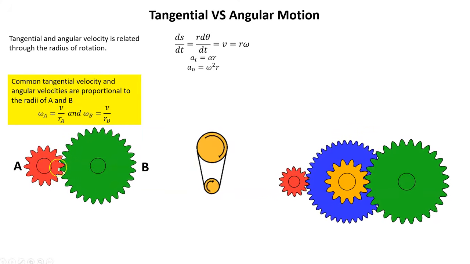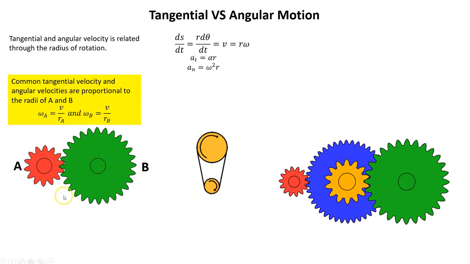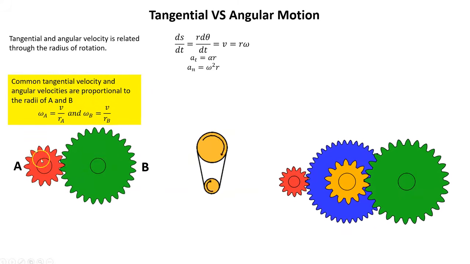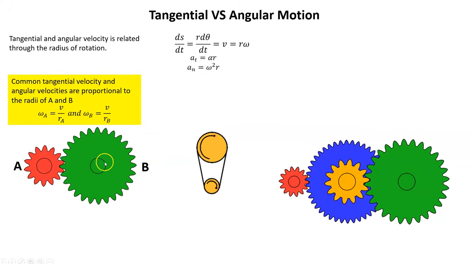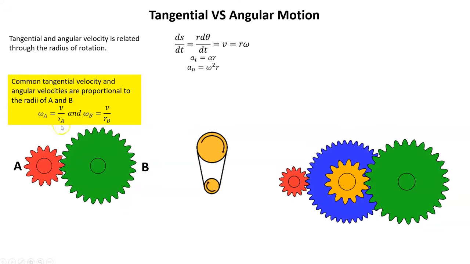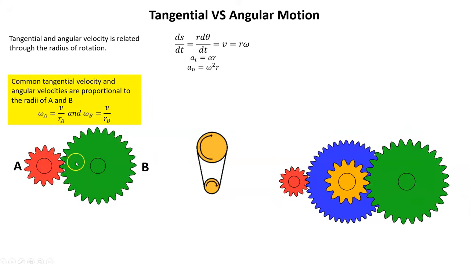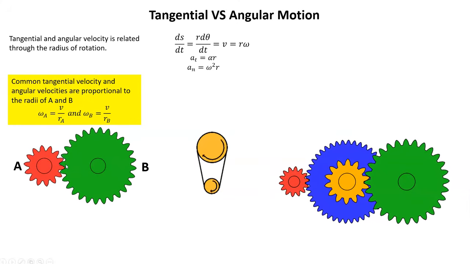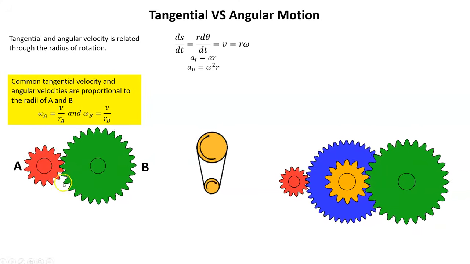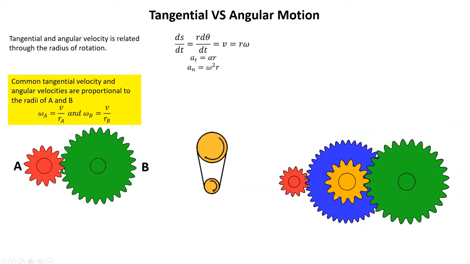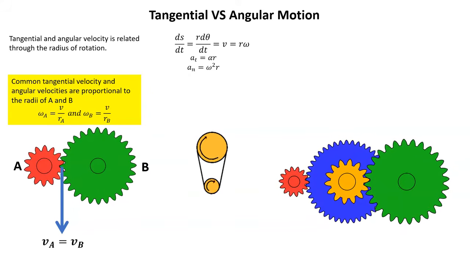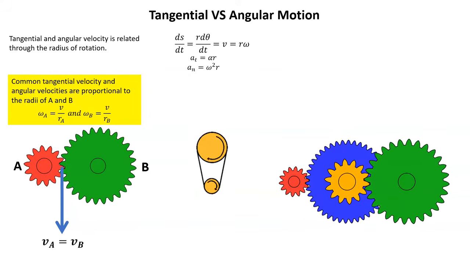So the tangential velocity between these two is the same, but they have a proportional angular velocity: how fast this rotates in radians per second versus how fast B rotates in radians per second. Those will be proportional to the radii. This is just the nature of gears, where they have a common tangential velocity because of where they mate. So the tangential velocity of A is equal to the tangential velocity sub B.